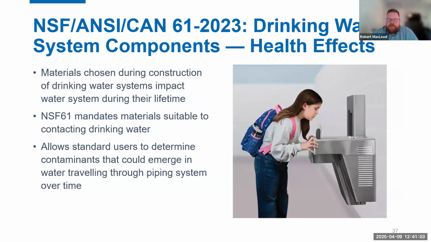The material chosen during the construction of the drinking water systems plays a key role in the impact they can have on the water system during their lifetimes. Because of this, NSF 61 only calls for the selection of certain materials that are known to be more suitable for coming into contact with drinking water. For example, it mandates the lead content of drinking water system components. NSF 61 allows the user of the standard to determine the contaminants that could emerge in the water traveling through the piping system over time, and provides means to protect those who depend on this water for their everyday lives.